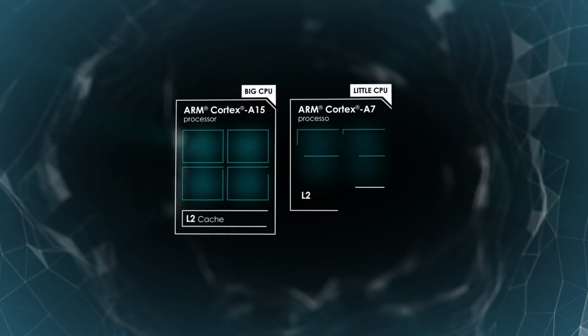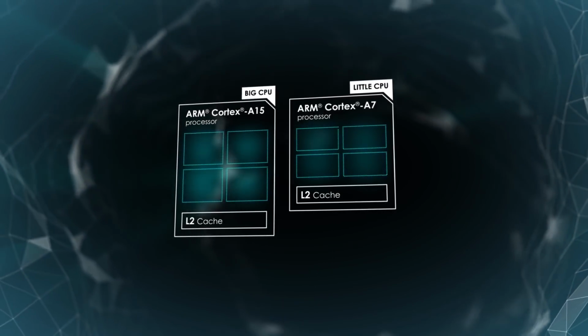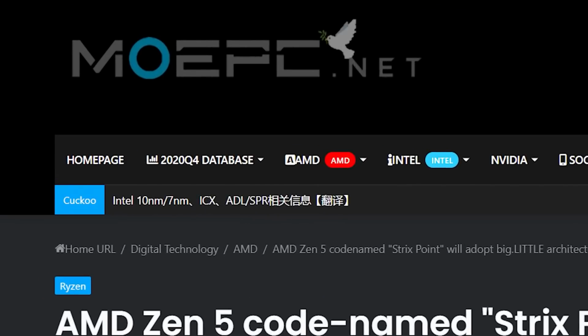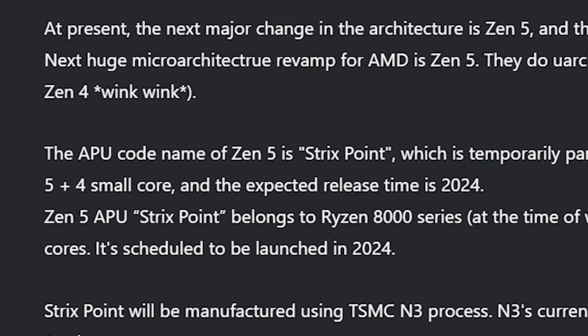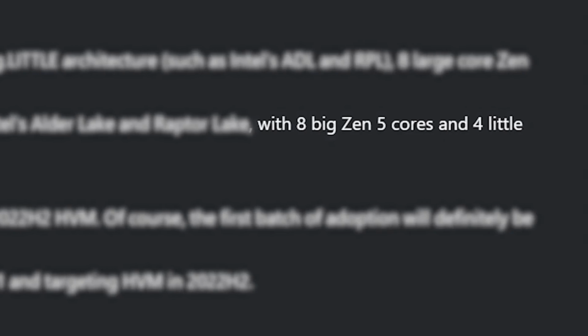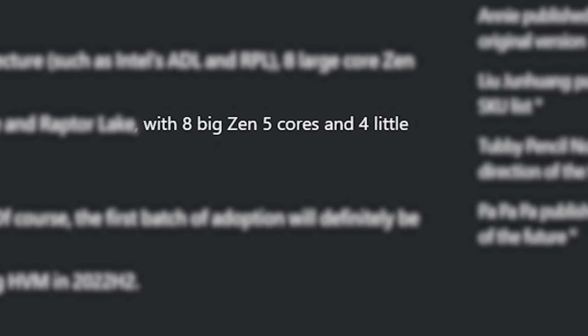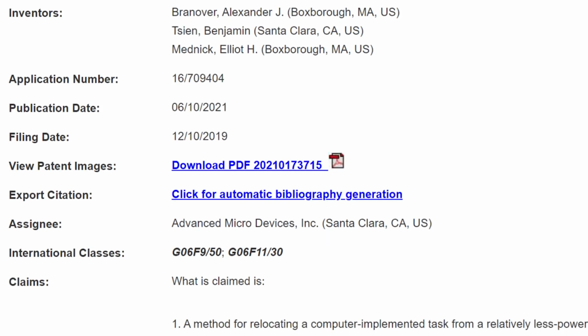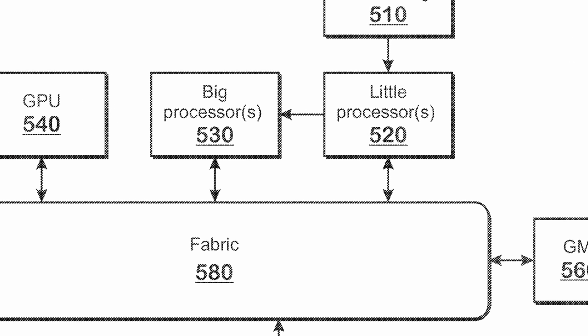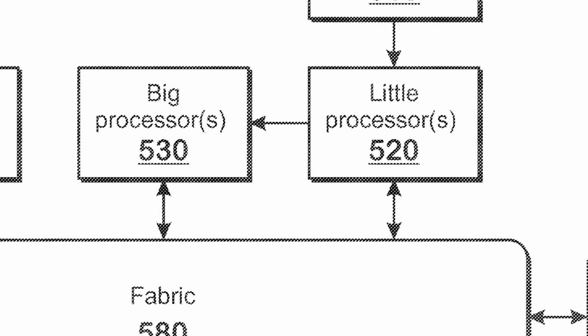And lastly for today, AMD has essentially confirmed that they will begin using the big.little design in future Ryzen CPUs. For those who haven't been following the channel, not long ago, a leak surfaced that claimed Zen 5, codenamed Strix Point, would feature a big.little core design, and that Ryzen would get 8 big cores and 4 little cores. Well, a new patent was recently published by AMD that essentially confirms it, or at least confirms that AMD is in fact working on incorporating the technology.